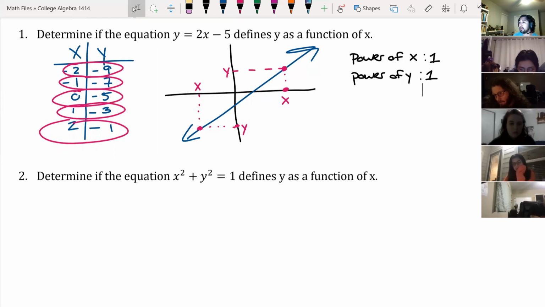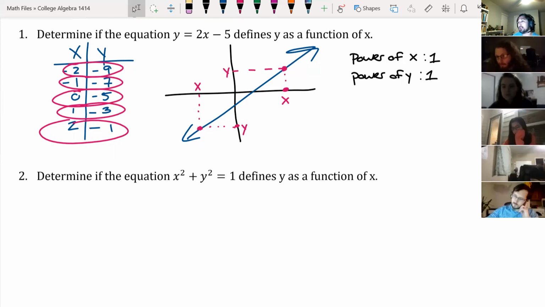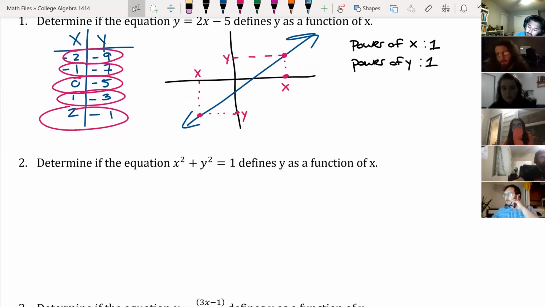Okay. Number 2, determine if the equation x squared plus y squared equals 1 defines y as a function of x. Well, what do you guys think? Oh man, anybody live out there? Well, to start with, what are our powers? They're both 2.